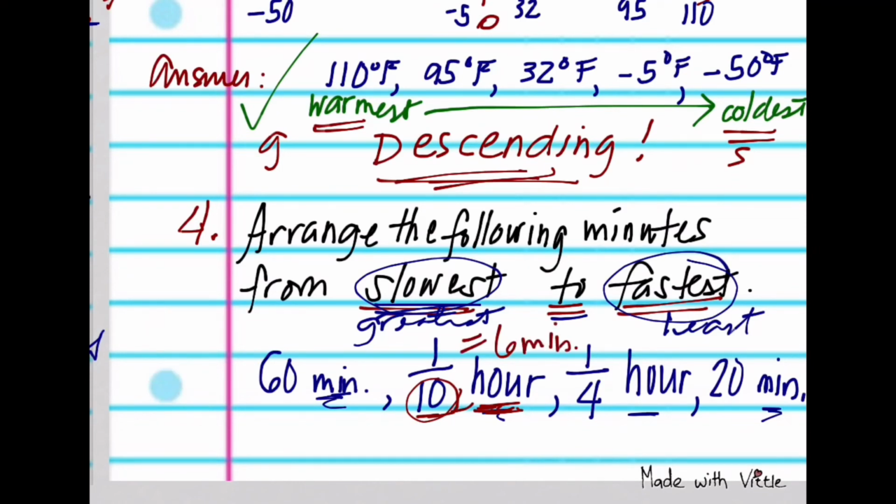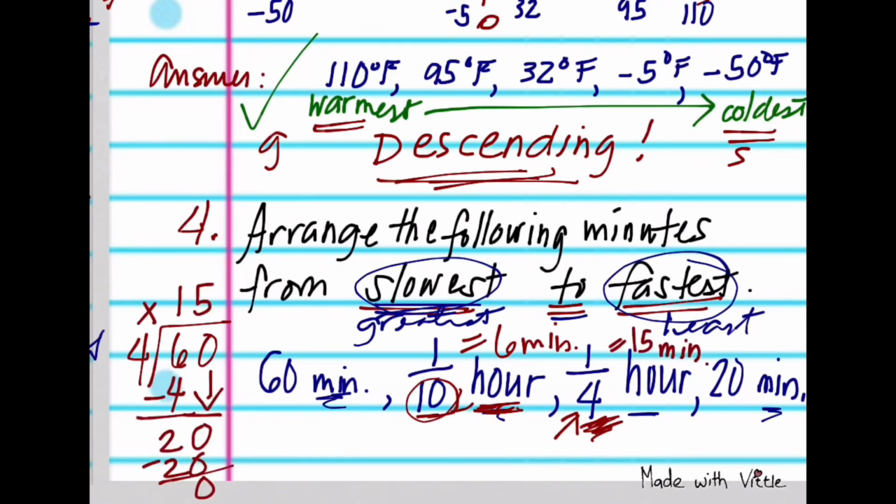Do you remember what is 1/4 of an hour? So if you don't remember, you just have to divide the 60 minutes by 4 parts. So 60 divided by 4 parts, we're going to get the number of minutes in 1/4 of an hour. So 1/4 of an hour is 15 minutes.